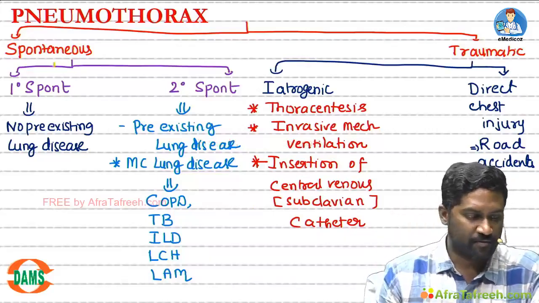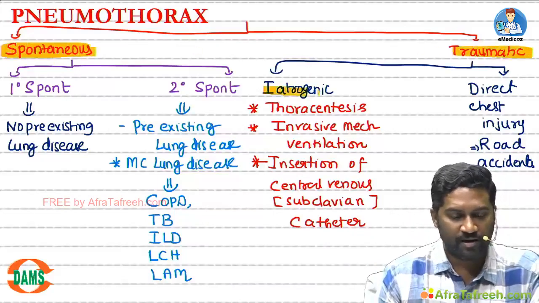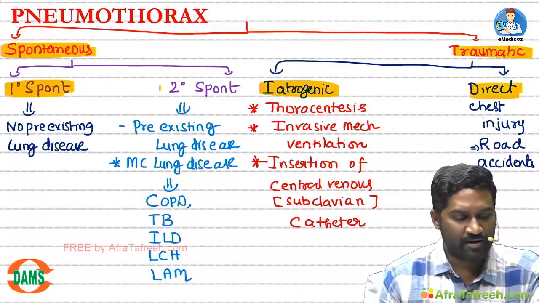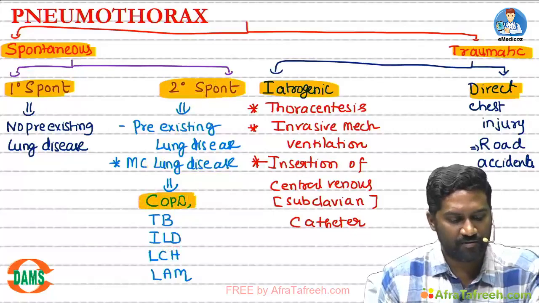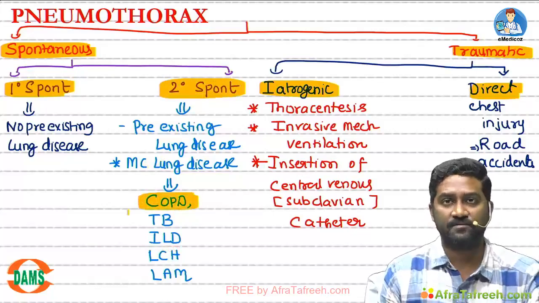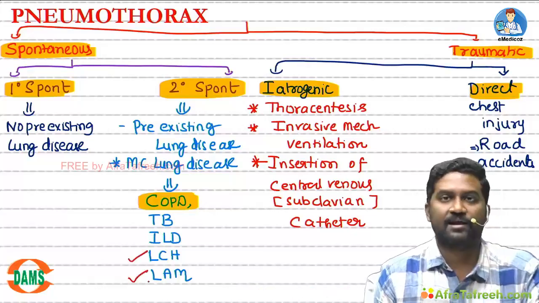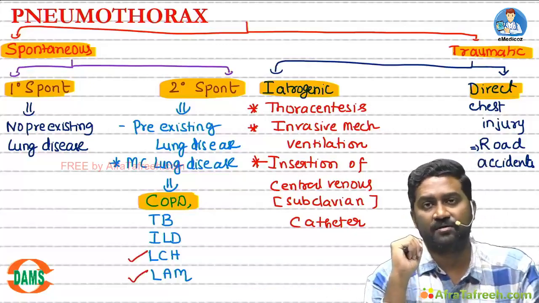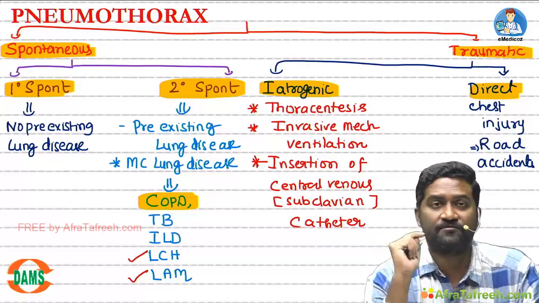The classification of pneumothorax, we have spontaneous, traumatic. Again in traumatic, iatrogenic, direct chest injury. Primary spontaneous, secondary spontaneous. And what is the most common lung disease responsible for pneumothorax? Your answer should be COPD. Now I have written that diseases like LCH and LAM can cause pneumothorax, even though they are very rare in clinical practice, but they have a specific clinical scenario which can attract the examiners to frame a question.